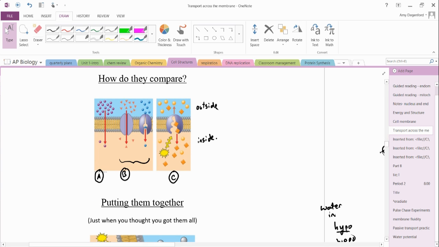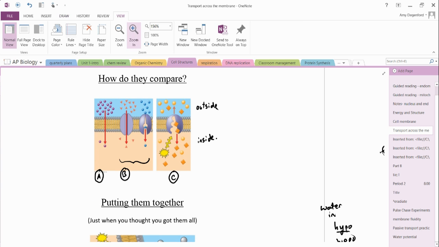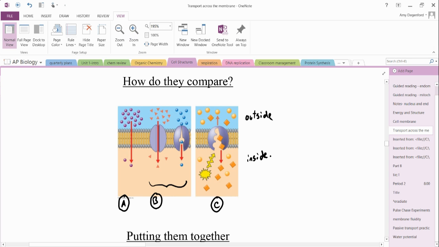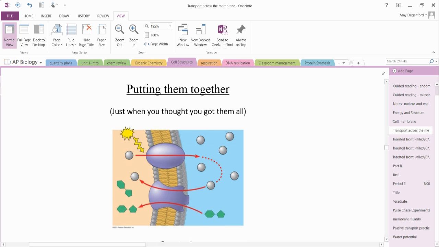Now, let's just do a quick comparison. Let me zoom in. So here's going to be a quick question to see if you can identify what A is referring to, what B is referring to, and then what part C is referring to. So this is just, can you understand the diagram? Now, just when you think you got them all, here's going to be an interesting connecting point.